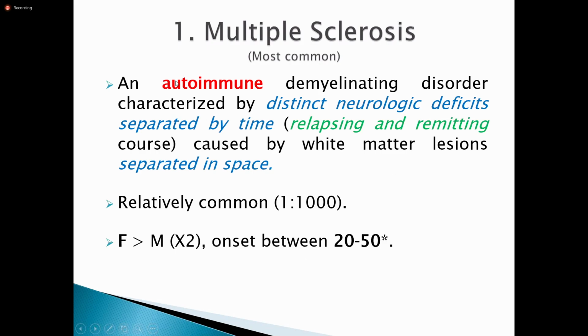Multiple sclerosis is a disease mainly of autoimmunity, characterized by distinct neurological deficits separated by time, with a relapsing and remitting course, caused by white matter lesions separated in space. What does separated in time and separated in space mean? In time means it comes and goes, in the form of attacks.